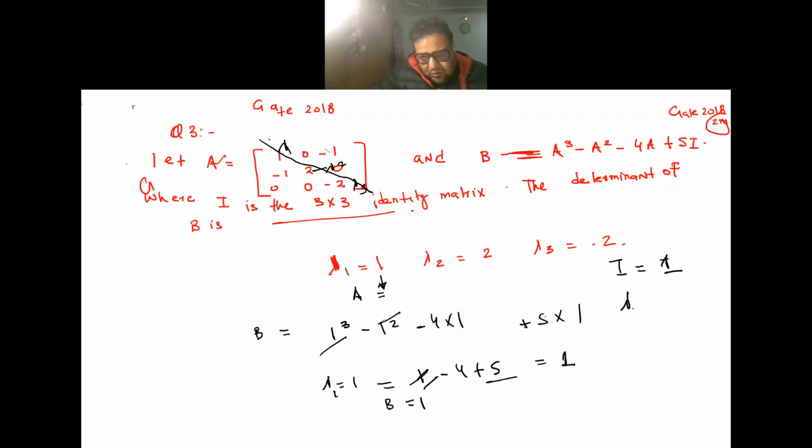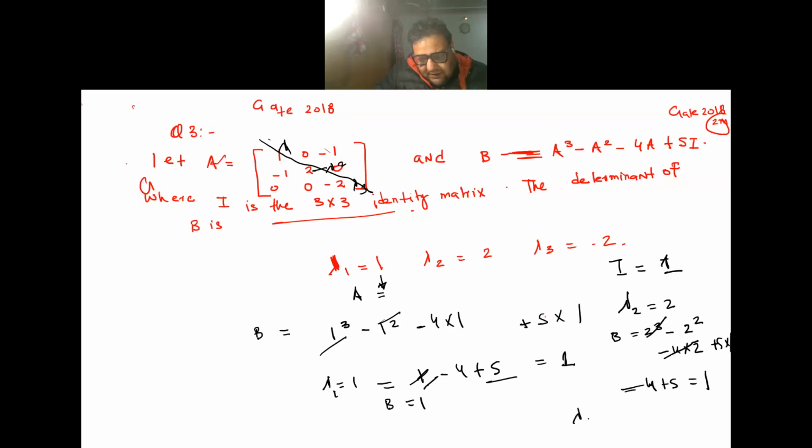Same way for lambda 2 is equal to 2, the B value would be 2 cube minus 2 square minus 4 into 2 plus 5 into 1. So here you see 2 cube is 8 and 2 square is 4, so again it is minus 4 plus 5, and again the value is 1.